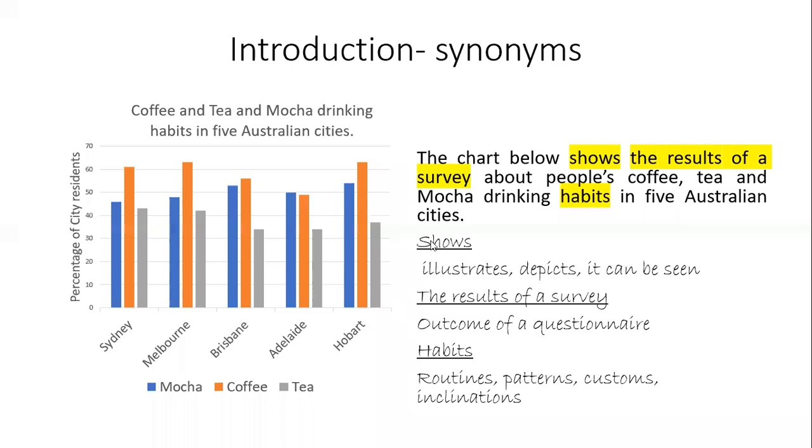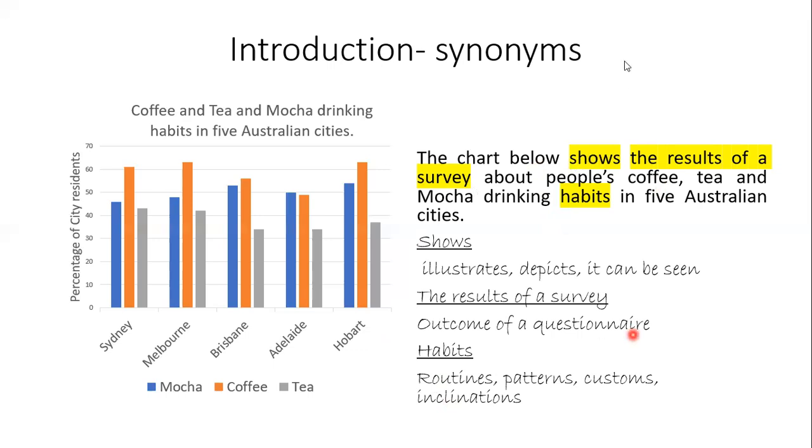So for example, for shows, similar words would be illustrates, depicts, it can be seen. We've got the results of a survey. Again, survey, you can just pick survey, which I believe is a noun, but I've written here as a phrase, outcome of a questionnaire, which has a similar meaning. And then habits, which can be routines, patterns, customs, inclinations, and so forth. So that's basically what we have to do here, rewrite this using synonyms, and it can't be the same as the original writing or it won't count.